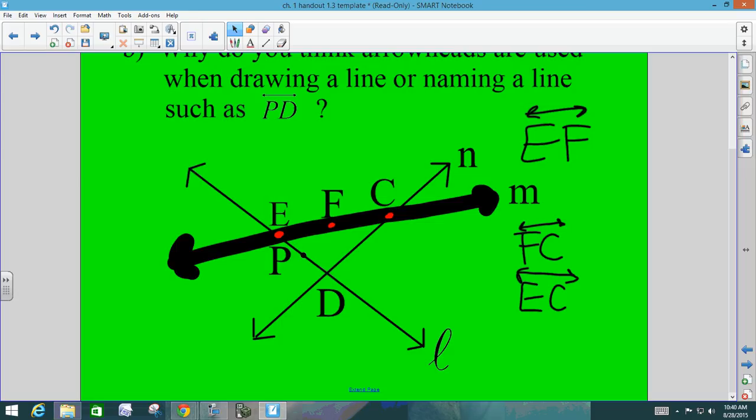The liney things, the arrows. But what do the arrows mean? It goes on forever. Good. Why do we put the arrows on there? To indicate that it goes on forever, that it's a line. Lines and planes go on forever. The arrows tell us it goes on forever.